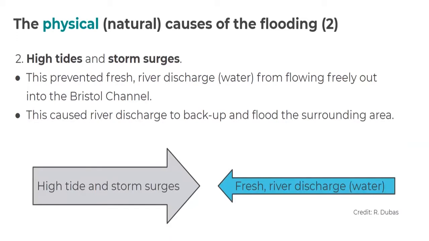The second physical cause of the Somerset floods is also linked to the extreme weather. High tides occurred at the same time as storm surges during this period. The storm surges are caused by strong winds pushing seawater towards the coast. This prevented fresh river discharge or water from flowing freely out into the Bristol Channel. This caused river discharge to back up and flood the surrounding area. So the rivers were not only experiencing higher than usual levels of river discharge, they were also unable to remove this additional discharge from the area fast enough, increasing the flood risk.